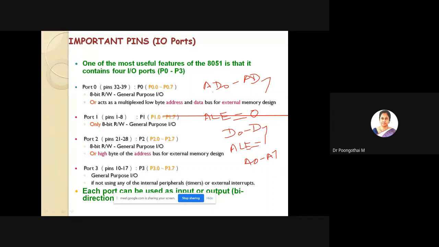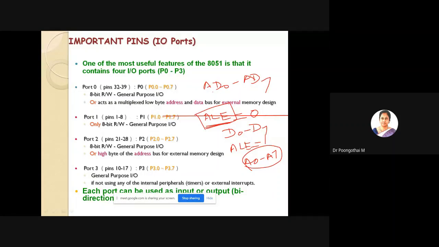memory. Generally, it is configured as a general purpose IO. When external memory is connected, it acts as multiplexed address and data lines. These lines are demultiplexed by using this ALE signal. ALE is nothing but address latch enable. Please note it down, address latch enable. If ALE is equal to 0, your P0 provides data information, otherwise it will provide address information.